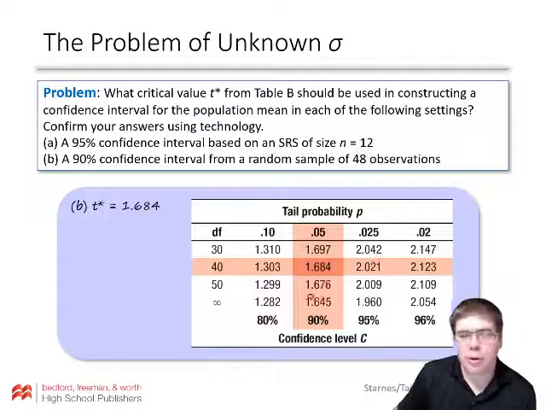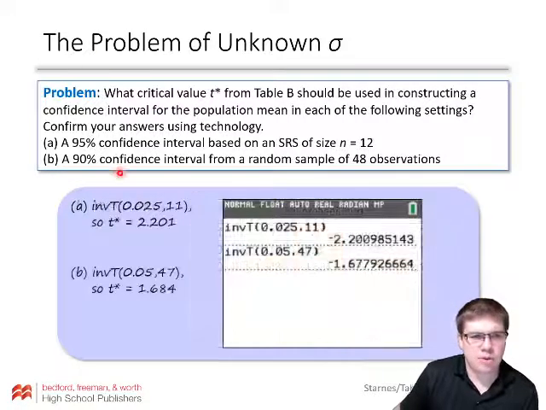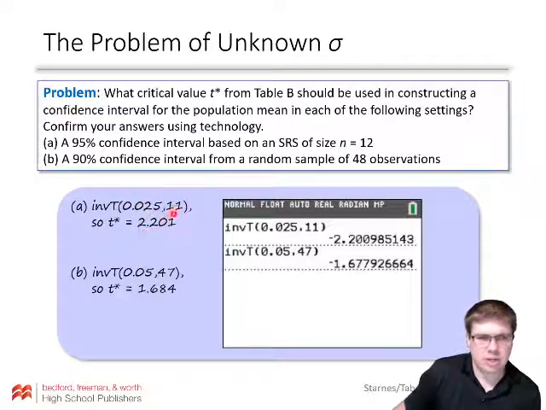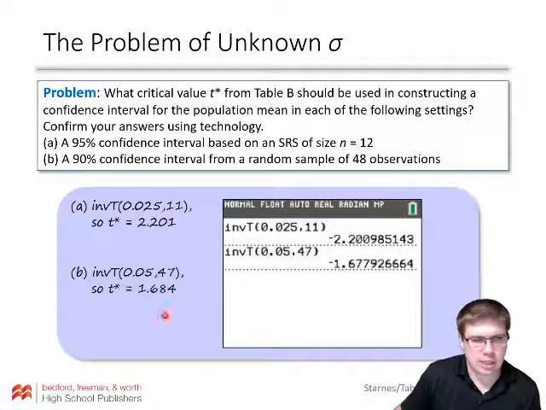Turns out you can be more accurate than using the table. And you can do both of these with inverse t. So if you do inverse t and then you type in the tail area 0.025 and then the degrees of freedom, it'll give you a t star, and it'll just be quick and easy. It's a lot like normal CDF.